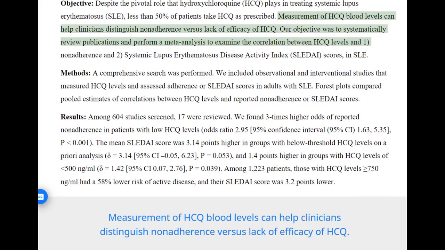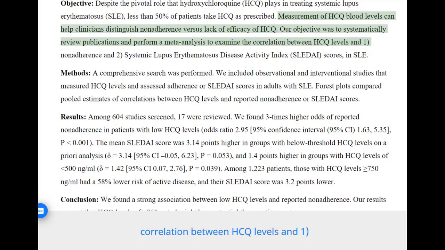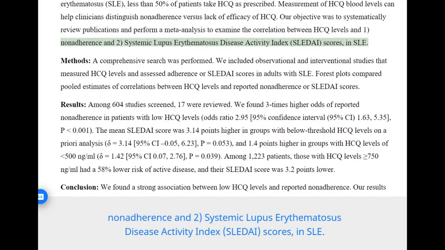Measurement of HCQ blood levels can help clinicians distinguish non-adherence versus lack of efficacy of HCQ. Our objective was to systematically review publications and perform a meta-analysis to examine the correlation between HCQ levels and 1. Non-adherence and 2. Systemic lupus erythematosus disease activity index, SLEDAI, scores, in SLE.